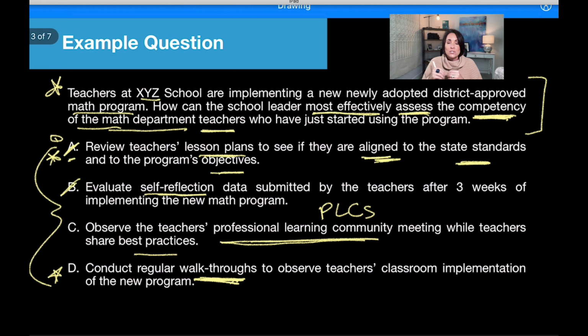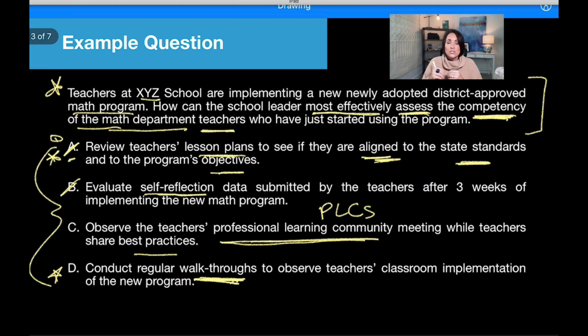So walkthroughs are the only way to really observe whether or not a teacher is doing the job. You still have to look at all this other stuff. It's a piece of the puzzle. But if you want to see implementation and you want to see competency of the teacher implementing the program, you've got to go in and conduct those walkthroughs, get in the classroom. And that's data collection. That is 100% data collection. You are grabbing observation data and then you're writing that down and maybe talking to the teacher about it and all of that. So that is for sure data collection.